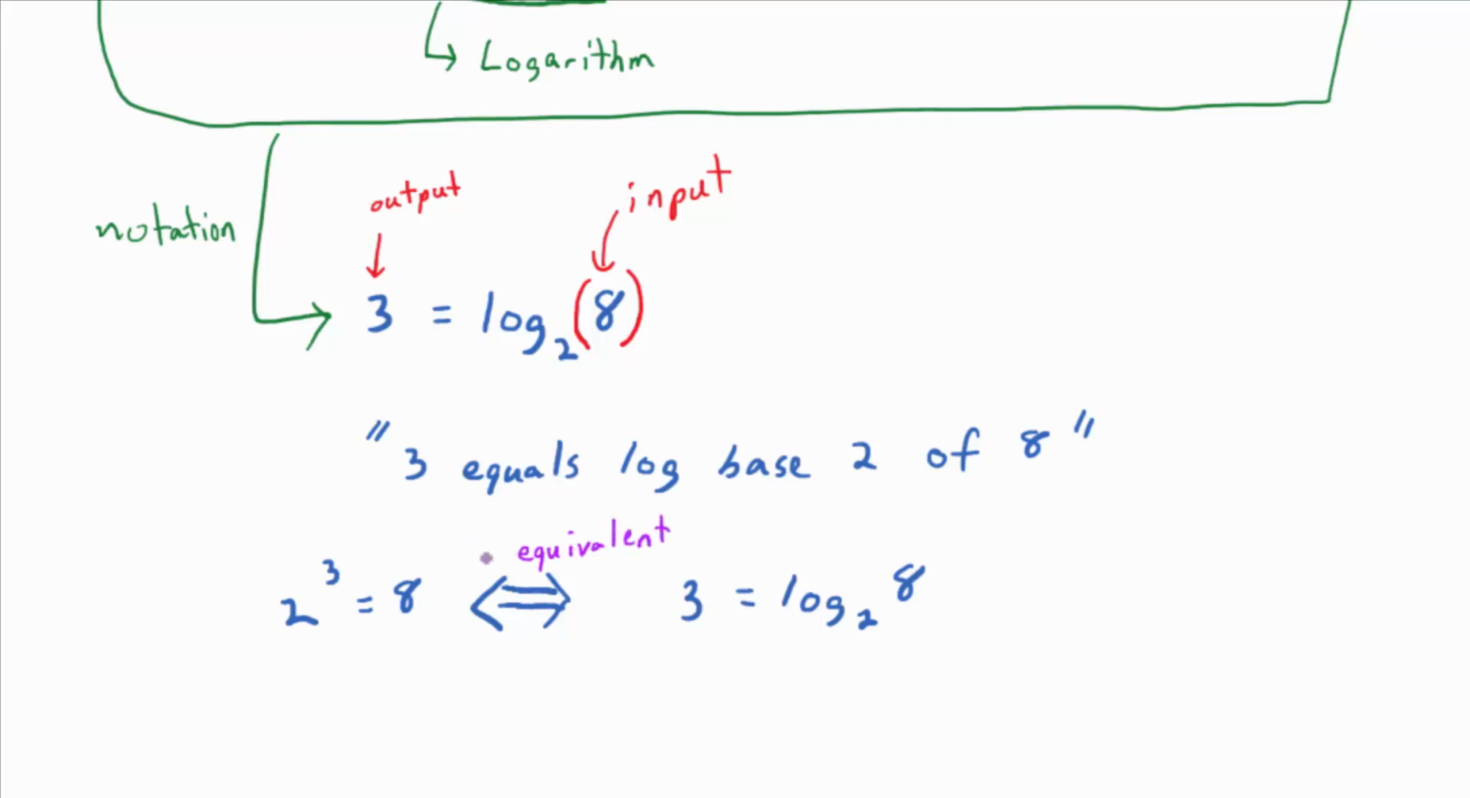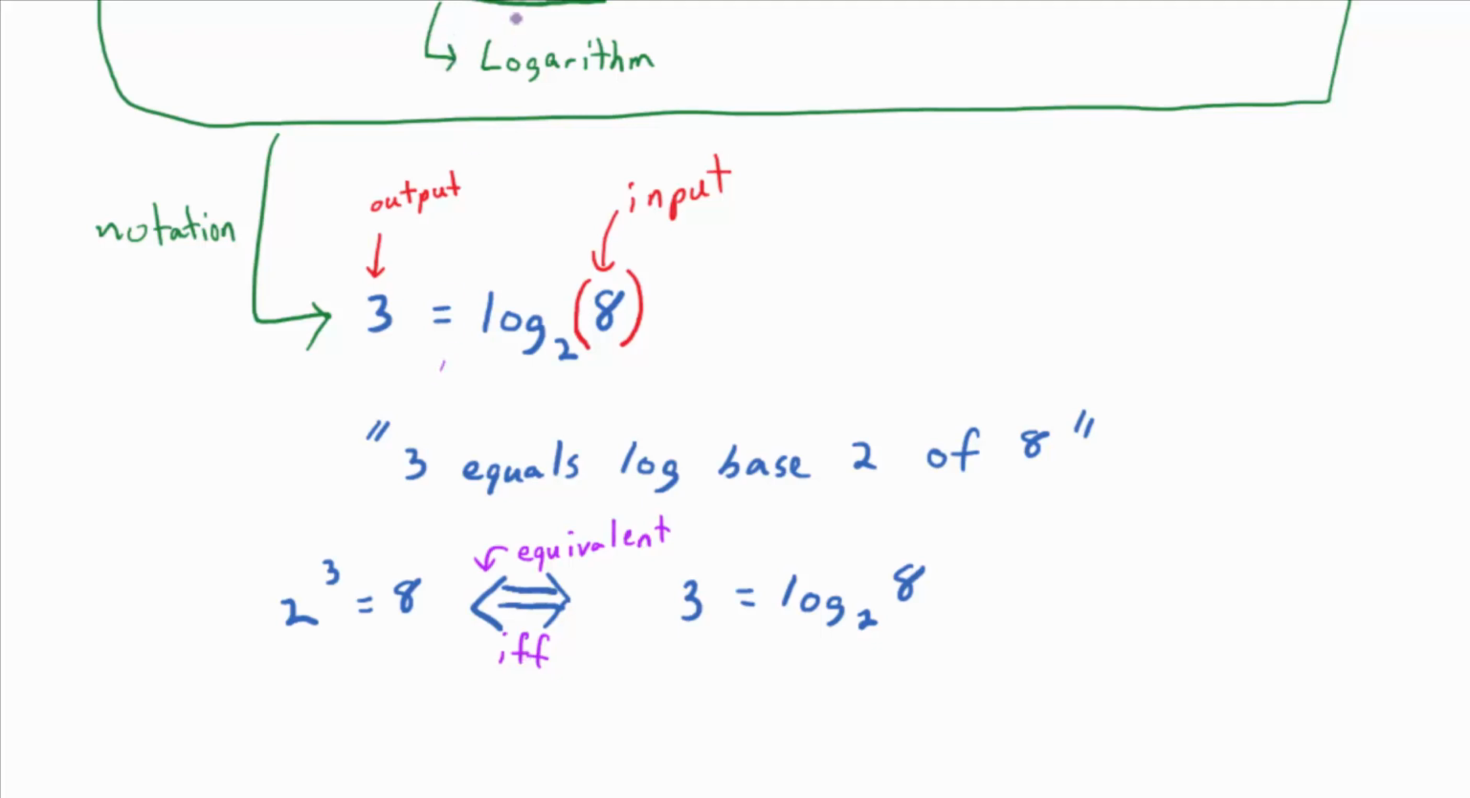You'll also see "if and only if," which means exactly the same thing as the equivalent statement. IFF is shorthand for if and only if. So you might see it written different ways. We're saying that 2 cubed equals 8 is equivalent to saying 3 equals log base 2 of 8. If you remember the original way we wrote that out longhand, from the exponent's perspective, it makes sense, right?